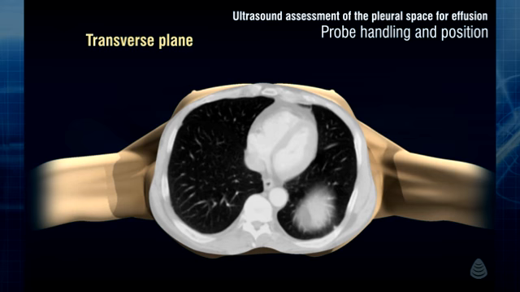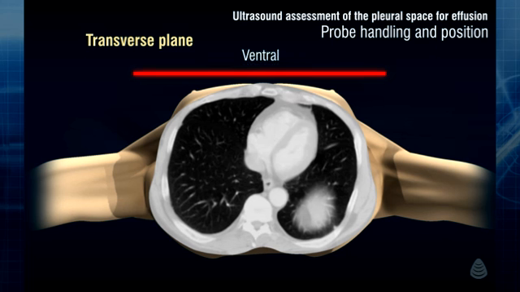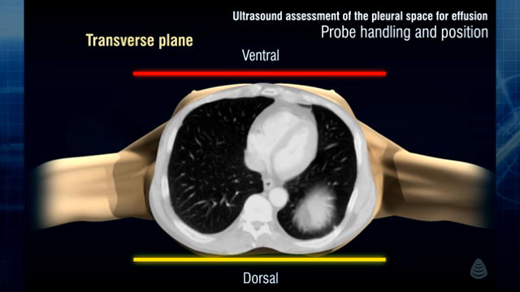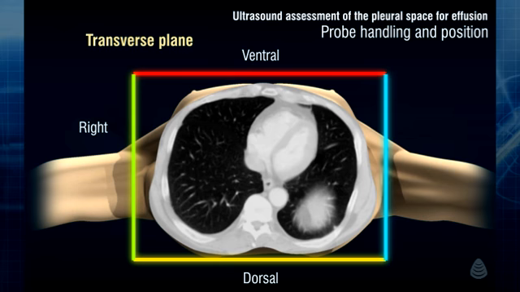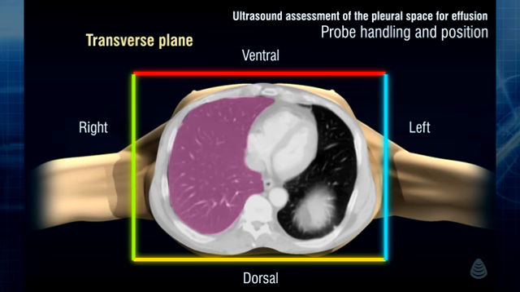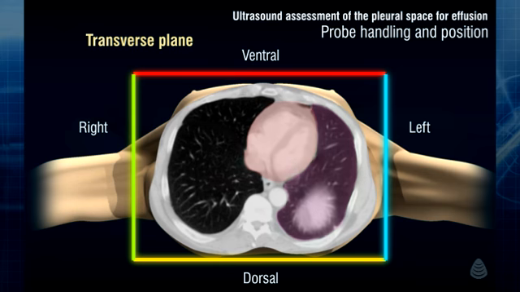In an axial or transverse tomographic view, the superior part of the screen represents the ventral or anterior aspect of the patient. The inferior part of the screen represents the dorsal or posterior aspect. The left side of the screen represents the right aspect of the patient's body, and the right side of the screen represents the left side of the patient's body. The structures visualized in such a view are the right lung, left lung, heart, thoracic aorta, vertebral column, and sternum.